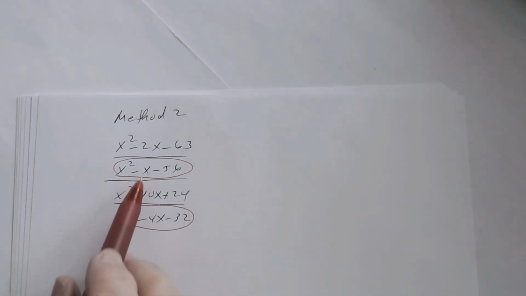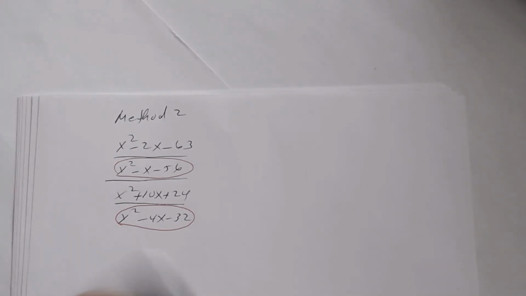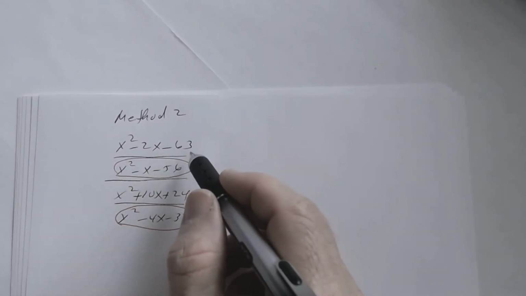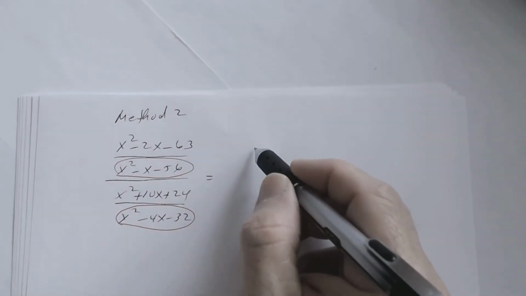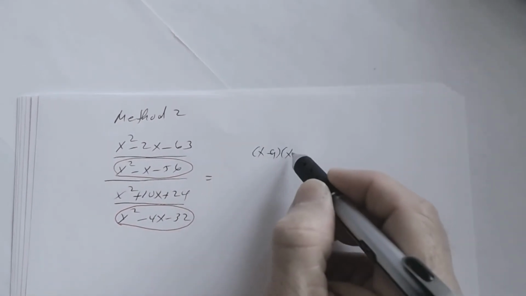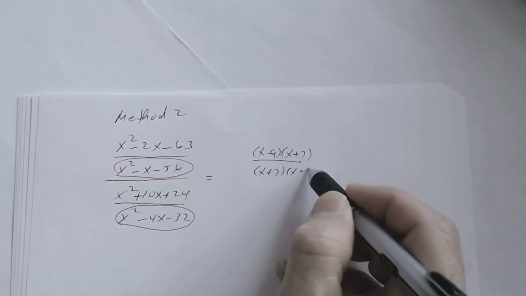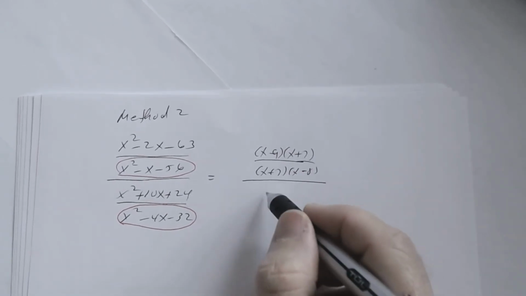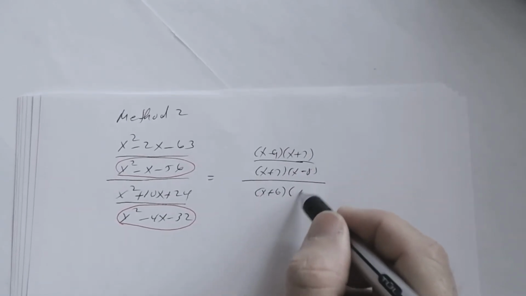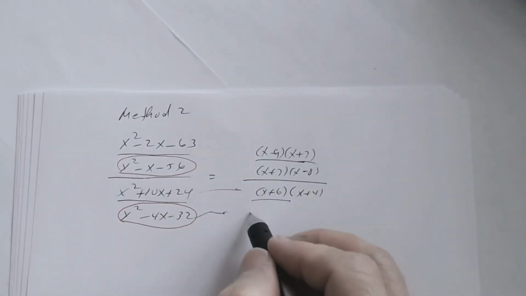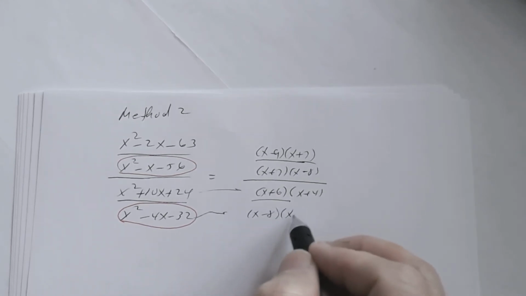The problem is that these are trinomials, so we have to factor first. At this point, I would go ahead and factor the numerators also. So when we factor, we get (x minus 9)(x plus 7) divided by (x plus 7)(x minus 8), and that's being divided by (x plus 6)(x plus 4), divided by (x minus 8)(x plus 4).